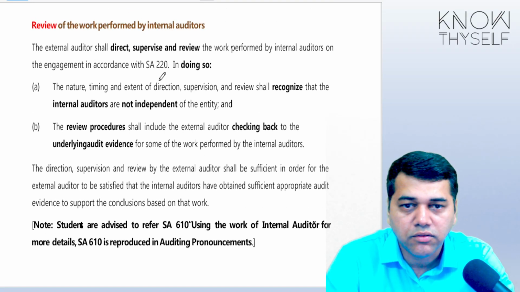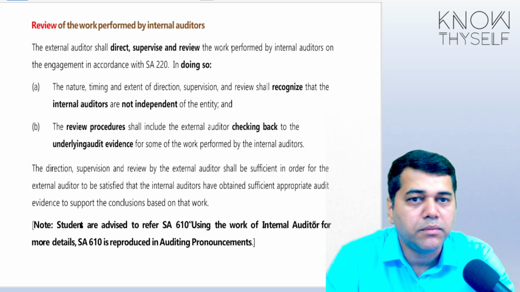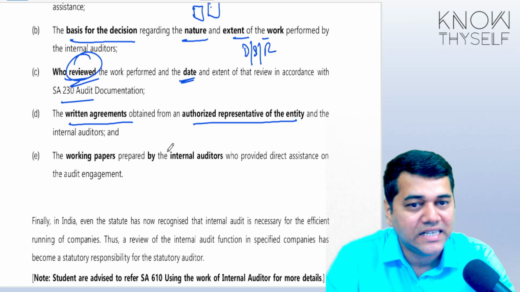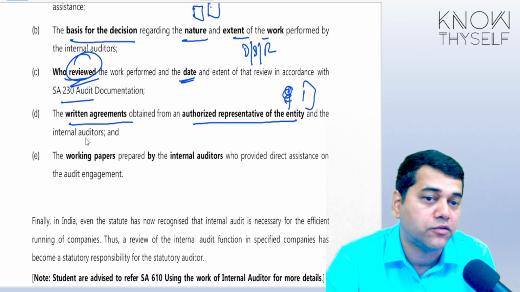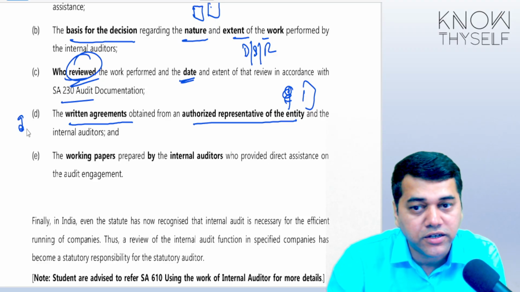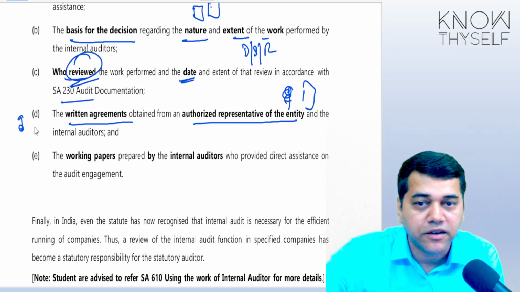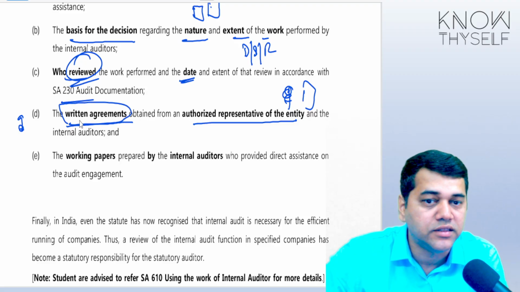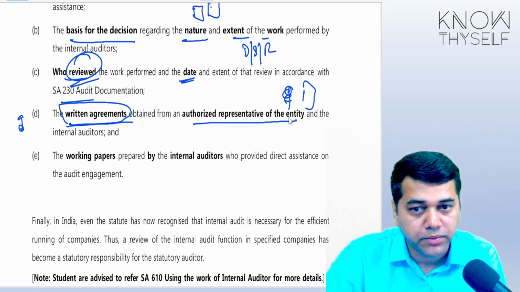I think they have not told here. They are not told, but there is one of the requirements that you have to get in writing from the company that they are not going to interfere in the work of the internal auditors. Because please understand, these internal auditors are the company's people, so the company can interfere in their work. So you should get a written agreement from the entity, and you need to document that.